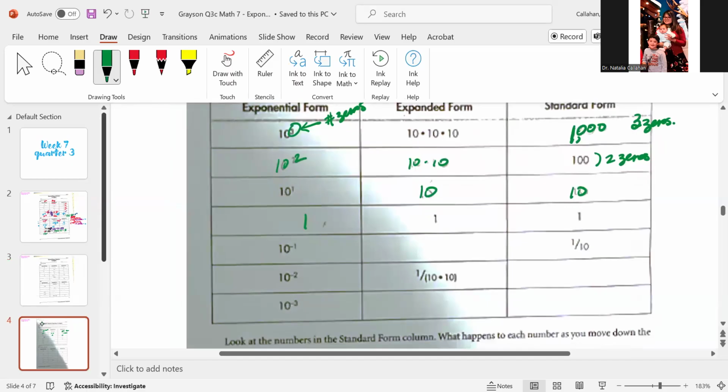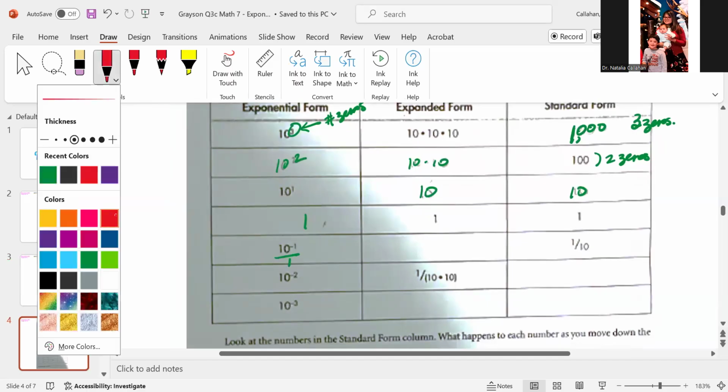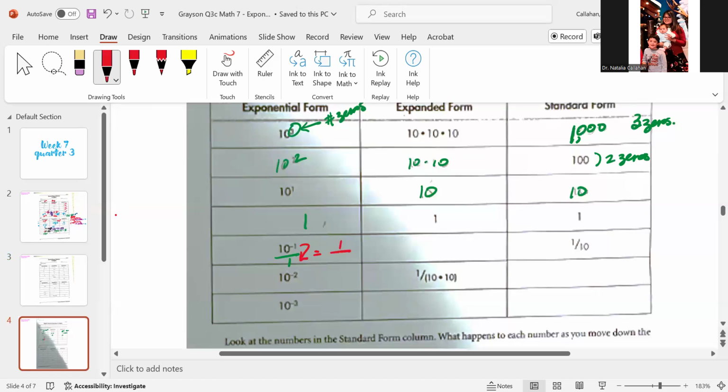Negative 1. Okay, this is over 1, correct? You gotta remember this. You gotta bring that down, which is 1 over 10 to the positive 1, which is 1 over 10. Make sure you draw the little arrow though. So this part right here actually is expanded form. Do you see that? Okay.